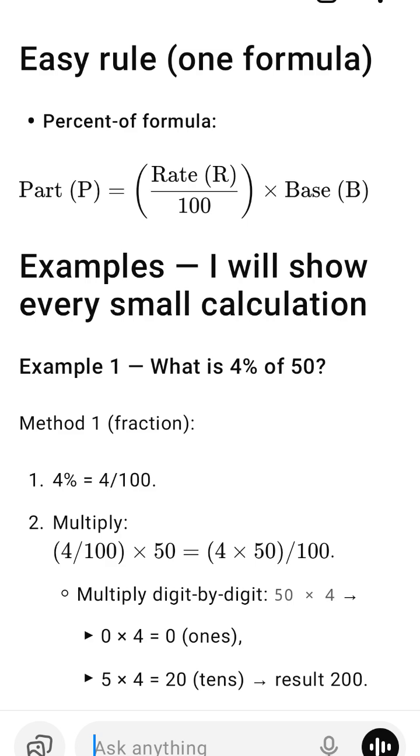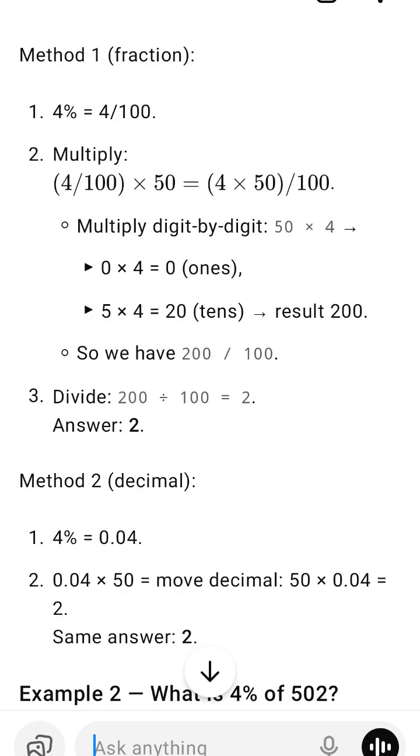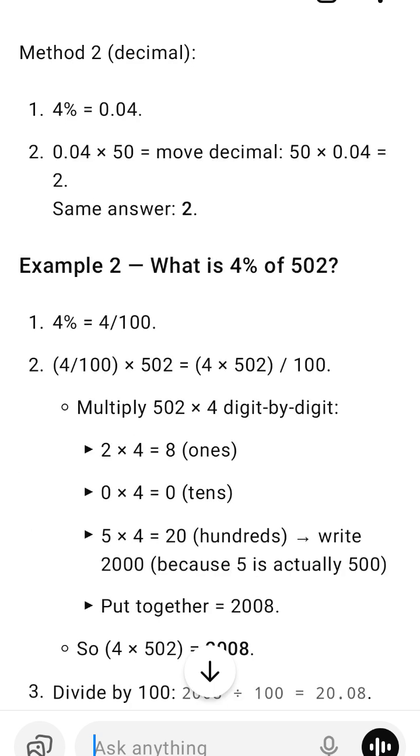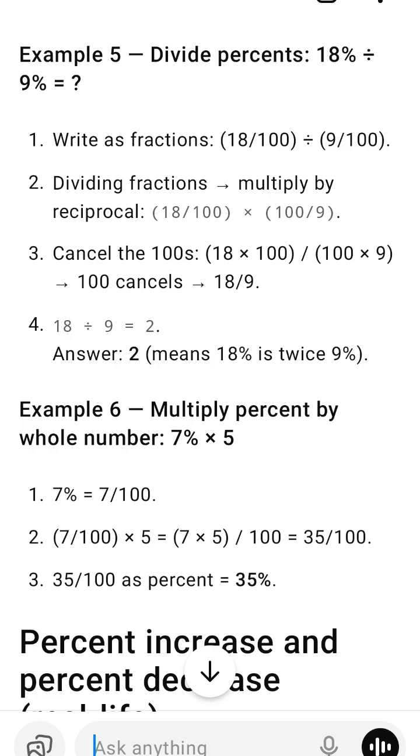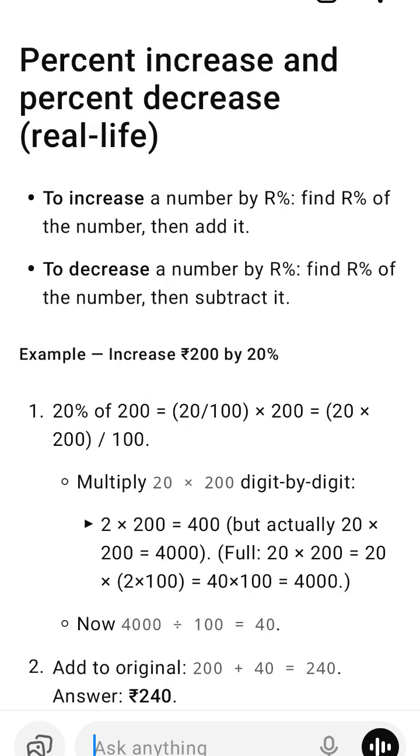Cheat sheet: Percentages. Meaning: percent equals per 100, out of 100. 4% equals 4/100 equals 0.04. Conversions: percent to decimal, divide by 100, 25% equals 0.25. Decimal to percent, multiply by 100, 0.12 equals 12%. Percent to fraction, write over 100, 20% equals 20/100 equals 1/5.